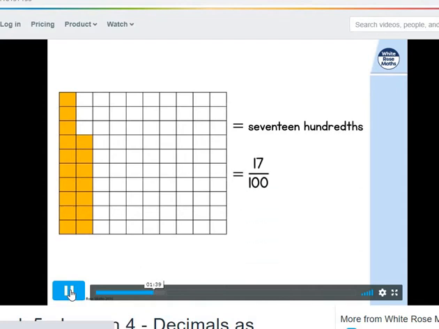Now, as a decimal, we know that 10 hundredths is equivalent to 0.1, and we know this because if we counted up, 1 hundredth was 0.01, 0.02, 0.03, etc., 10 of them would be 0.10 or 0.1. So we can represent 17/100 as 0.17.